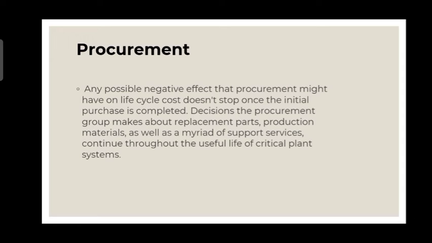Second one, procurement. Any possible negative effect the procurement might have on life cycle cost doesn't stop once the initial purchase is completed. Decisions the procurement group makes about replacement parts, production materials as well as a myriad of support services continue throughout the useful life of critical plant systems.